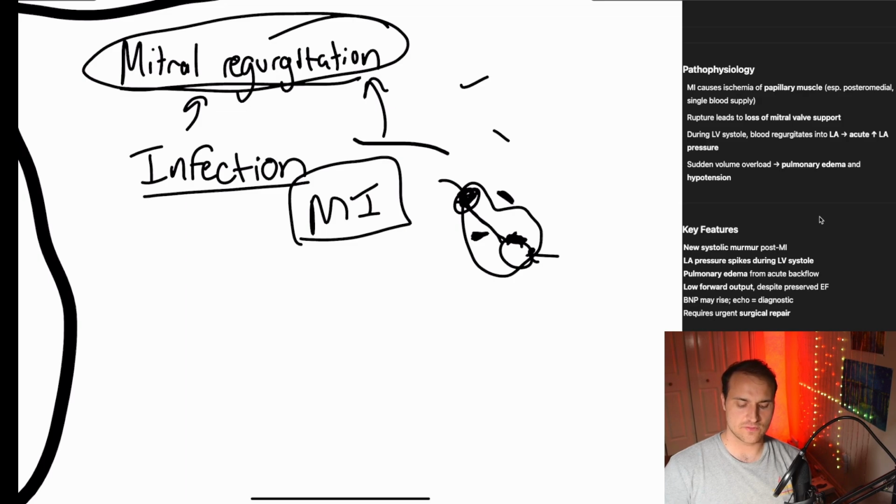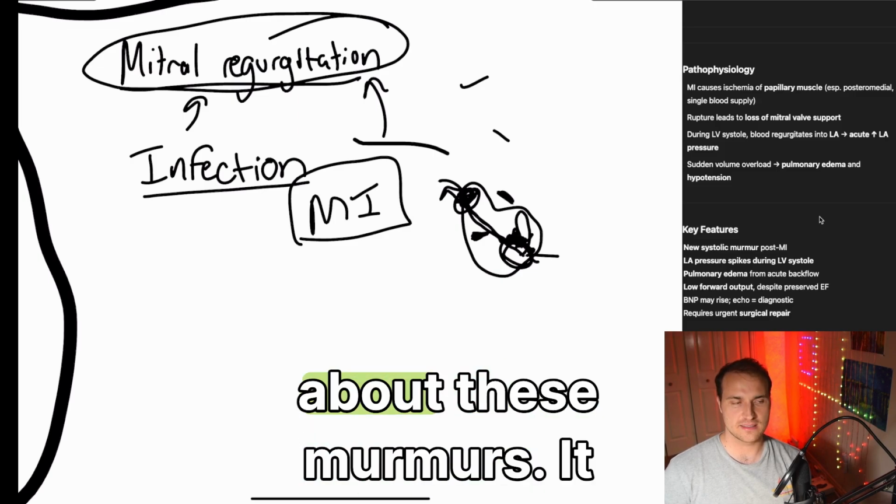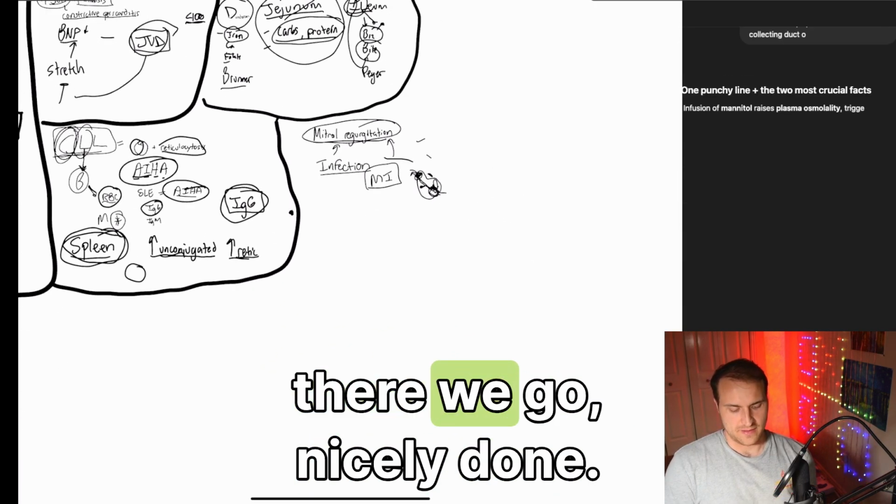And then mitral regurg is going to be during systole because this is going to be closed so that the blood can go out in this direction. And so it's not closing, so it's regurgitating. That's the way I like to think about these murmurs. It makes it super intuitive. There we go. Nicely done.